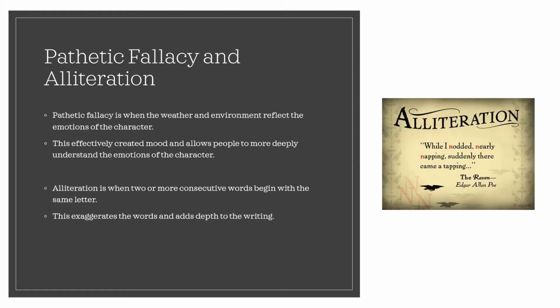Pathetic fallacy and alliteration. Pathetic fallacy is when the weather and environment reflect the emotions of the character. This effectively creates mood and allows people to more deeply understand the emotions of the character. For example, if the weather was really sunny and the character was feeling happy, or the weather was storming and the character was really angry or sad.